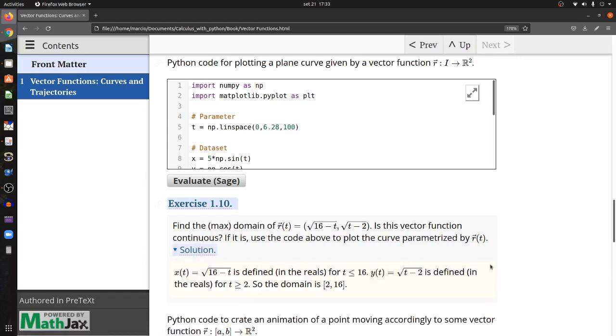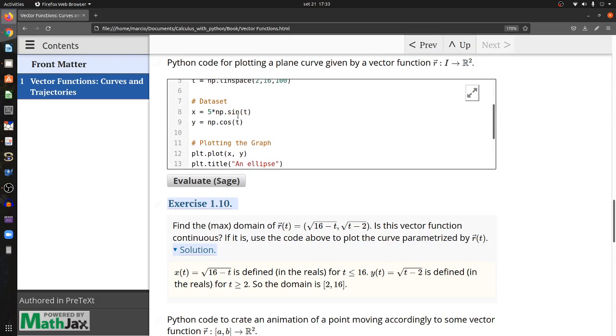We can find the domain of R by finding the domain of each component function and taking the intersection of their domains. The first component is the square root of 16 minus t, so t has to be smaller or equal to 16. The second component is the square root of t minus 2, so t has to be greater or equal to 2. So the domain of R is the closed interval from 2 to 16.